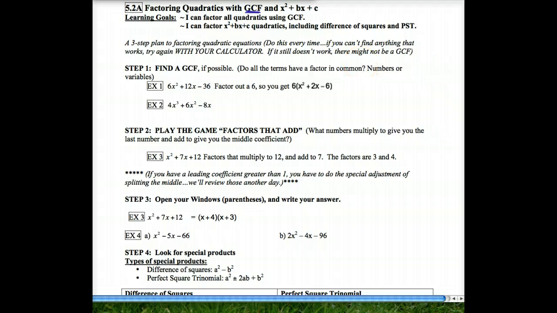You need to go through these steps every single time, and if you are not good at factoring, if you don't remember it, the only way to get better is to continuously practice. So if you need extra help, please see me. I would be happy to spend some time with you.